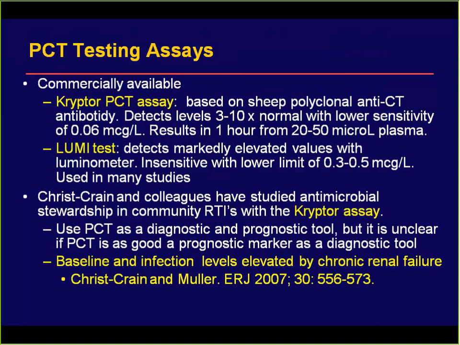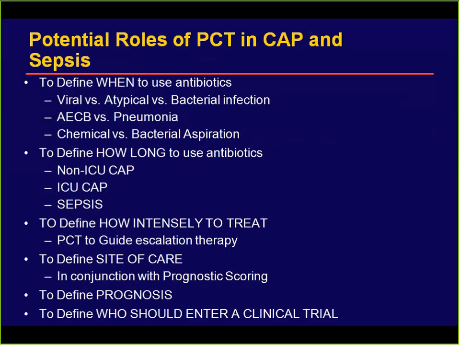There were some studies that I'll show you that were done with the luminescent assay, which is a lot less sensitive and doesn't appear to be as valuable in clinical practice. So I think if you read about any of the studies of procalcitonin, you should pay attention to what assay was actually used in the studies that you're reading. But I would say that most of the current literature deals with the Cryptor assay, which is the one that's now most widely available commercially.